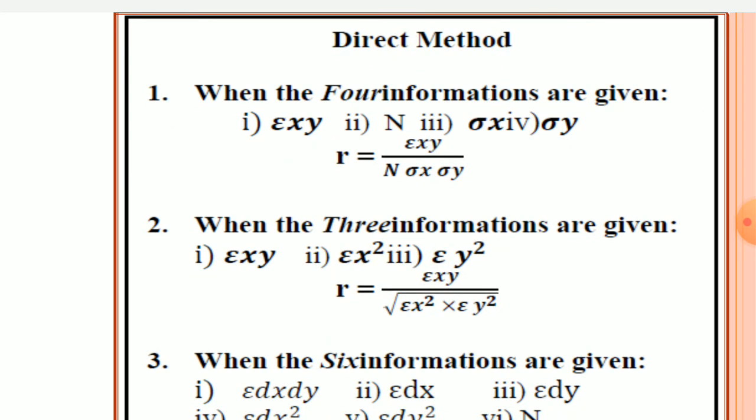Now under the direct method, when four informations are given, sigma xy, n, sigma x and sigma y, then r is equal to sigma xy by n into sigma x into sigma y. When three informations are given, sigma xy, sigma x square and sigma y square, r is equal to sigma xy by root of sigma x square into sigma y square.